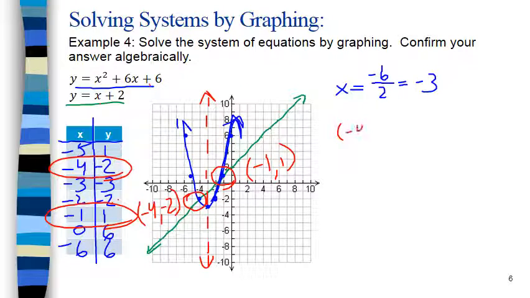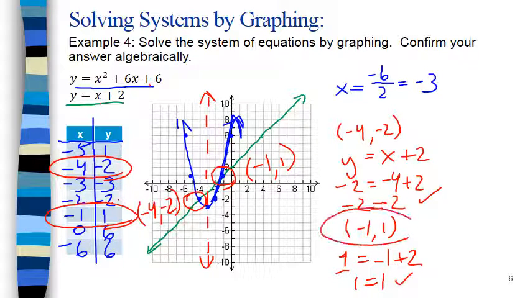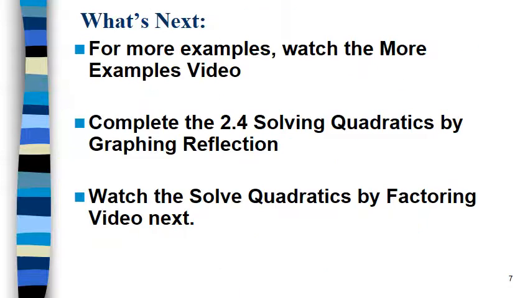So if I check negative 4, negative 2 in for y equals x plus 2, so negative 2 should equal negative 4 plus 2, and in fact negative 2 does equal negative 2, so that works. And I also want to check negative 1, 1, so 1 should equal negative 1 plus 2, and in fact that does. 1 equals 1, so that checks out. So negative 1, 1 and negative 4, negative 2 are solutions to this system of equations.